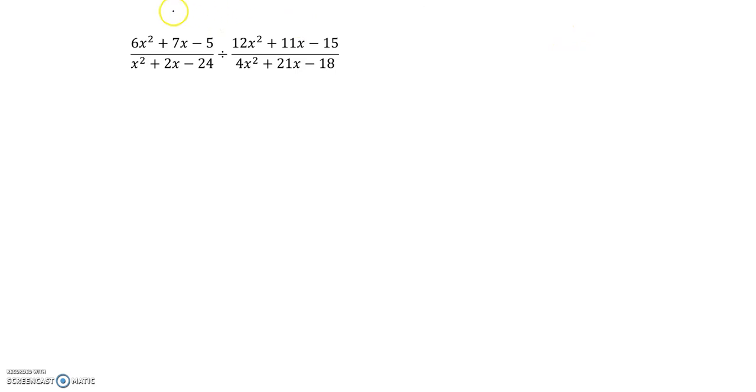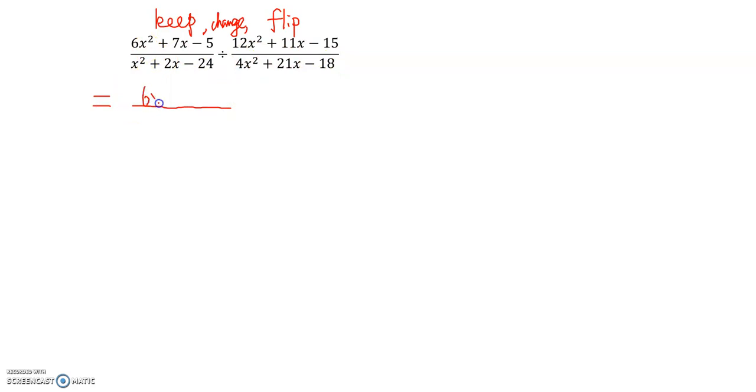Or you can say multiplying by the reciprocal. For rational expressions, we use the same rule. We keep the first one, change division to multiplication, and flip the second fraction. That was the rule when we divide fractions, and it also works for rational expressions.